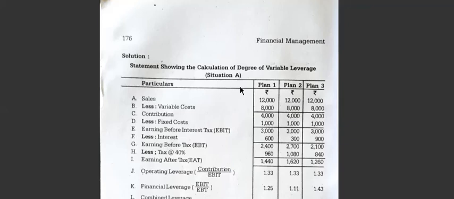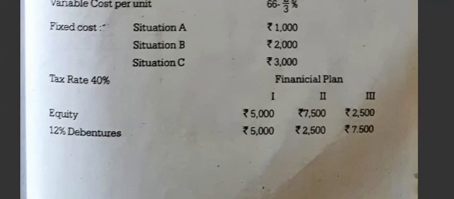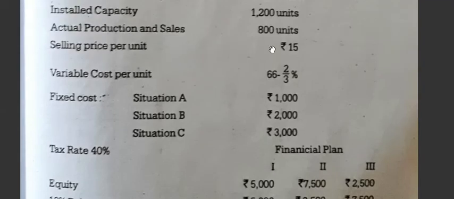In situation A, what is the fixed cost? 1,000. Plan A, plan B and plan C will be applicable only for the calculation of interest; everything else will be the same. Now sales we will take, as given in the problem, 12,000. What is the actual sales? 800 into 15. 8 fives are 40, then 8 ones are 8, 9, 10, 11, 12. You will get 12,000.